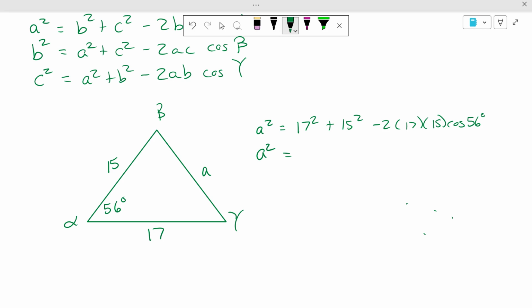228.8. Now, is this side going to be 228.8? No, because that's what A squared is. If we take the square root of each side, then we figure out what A is. So A must be 15.1-ish.